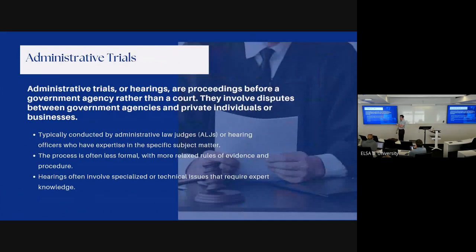And then there's admin trials. This is basically when you get to the appeals level, and this is when you're in proceedings before a government agency. This especially applies for the guitar case. You would go to an administrative trial for entry ban.